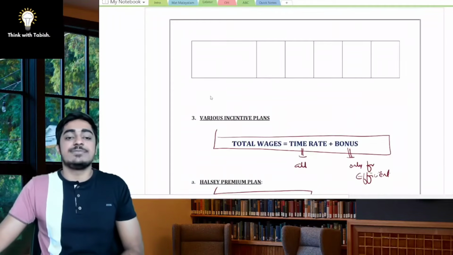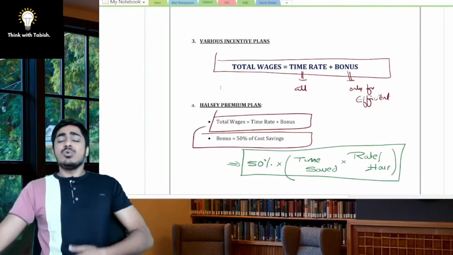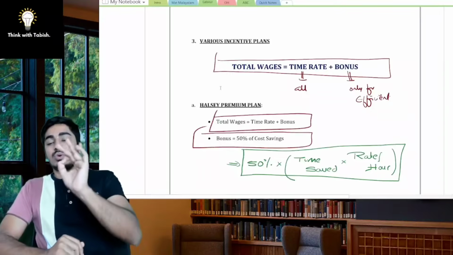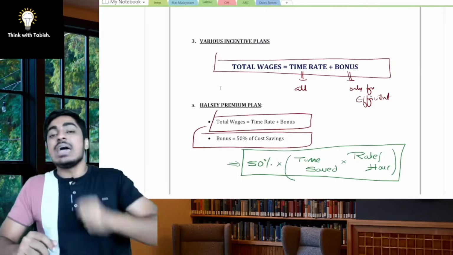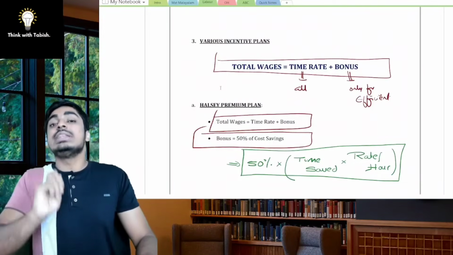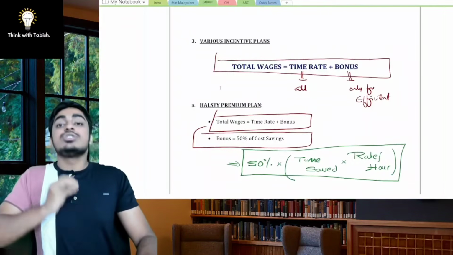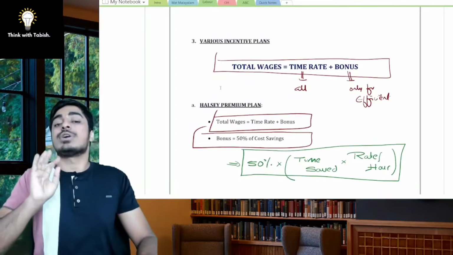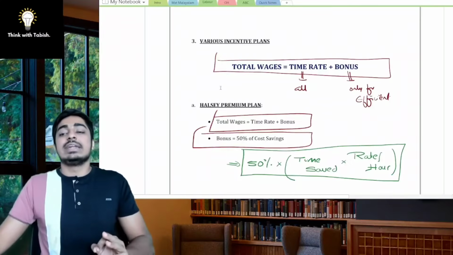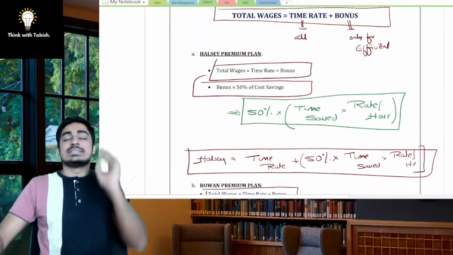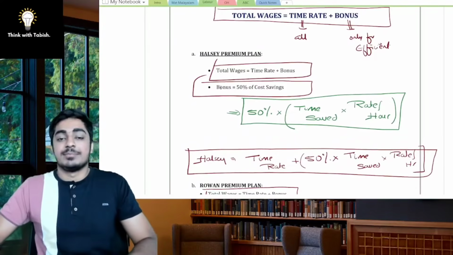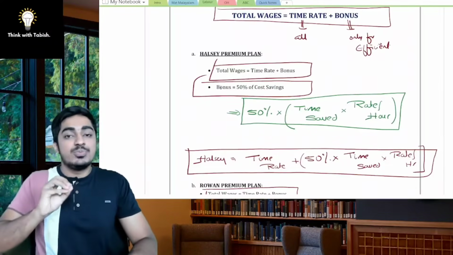Then we are going to discuss the various incentive plans. How do we incentivize our workers? Total wages will be equal to time rate plus bonus. Time rate will be paid to all the employees, but the bonus is paid only to efficient employees, employees who have saved us some of our time, some of our cost. We have Halsey premium plan, we have Rowan premium plan. Let us see what these plans tell. Halsey premium plan tells, okay, for every employee you pay the time rate, plus for efficient employees you pay the bonus.